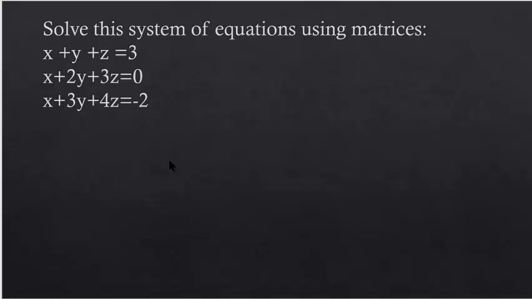So remember, the first step is to set up an augmented matrix. So first, let's make sure our coefficients all align, and they do. X's are all lined up, our Y's are lined up, and our Z's are lined up, and our constants are lined up. So the coefficients, again, remember, if there's nothing in front of it, it's just a 1. So we have 1x, 1y, and 1z equals 3. 1x, 2y, 3z is 0. 1x, 3y, and 4z is -2.